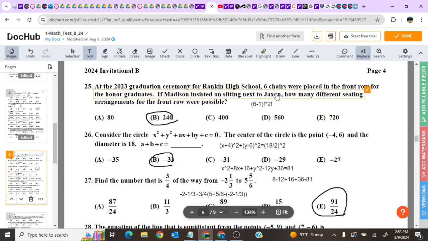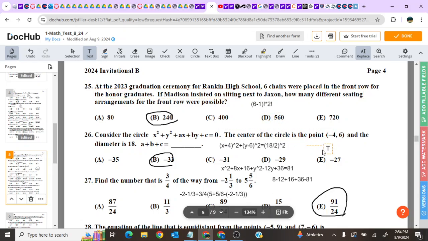25, at the graduation ceremony, 6 chairs are in a row, and Madison wants to sit next to Jackson. How many seating arrangements are possible? Well, like I mentioned on the previous test, it's best to imagine Madison and Jackson as one person. So now you only have 5 people. So 5 factorial, 5 times 4 times 3 times 2 times 1. And then Madison can either be before or after Jackson, so you multiply by 2. So 120 times 2 equals 240.